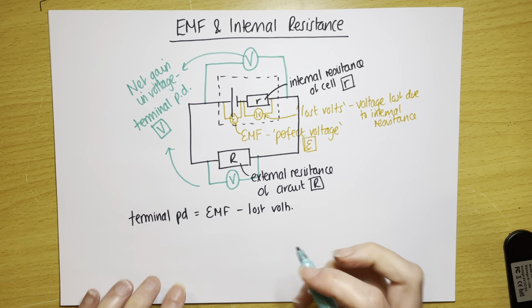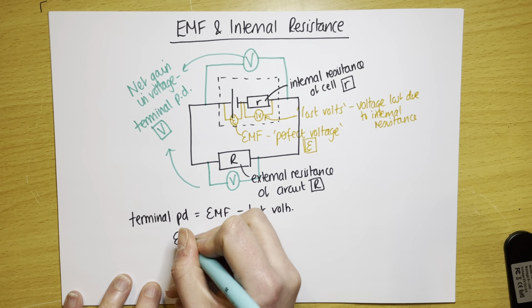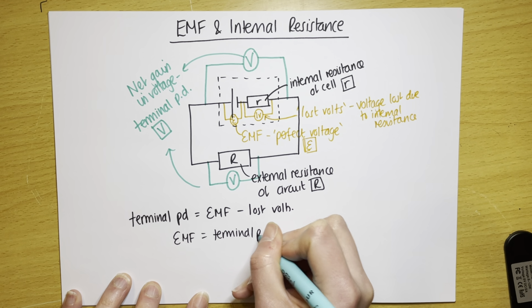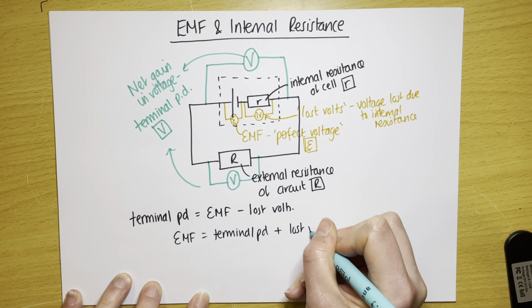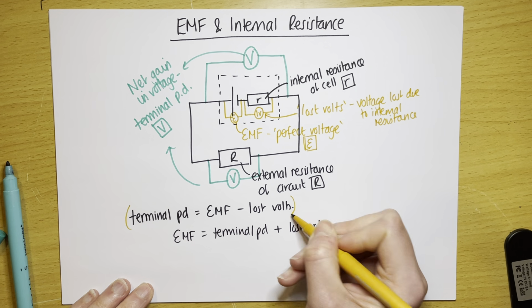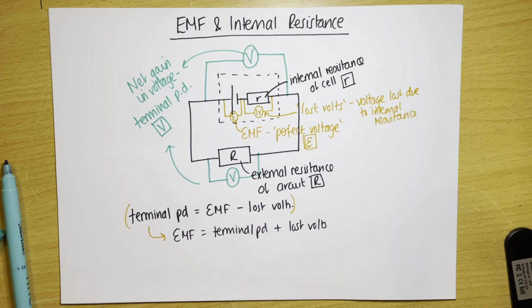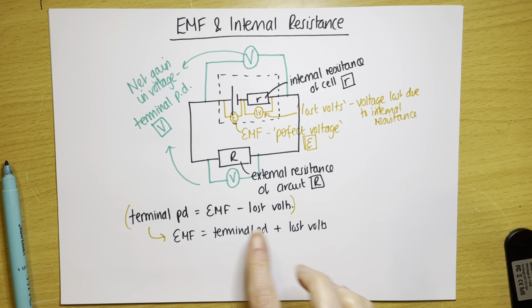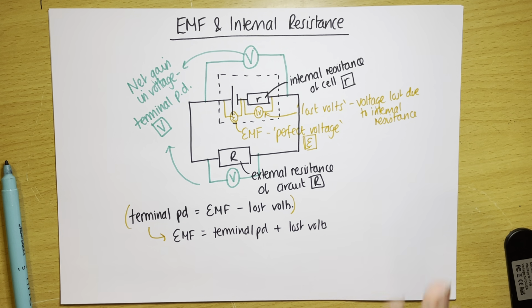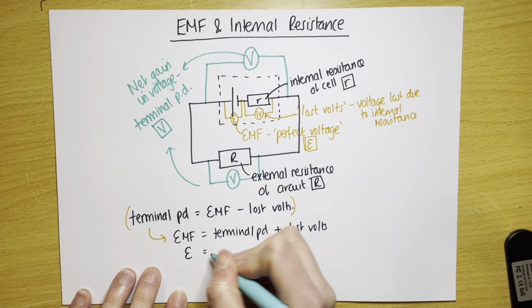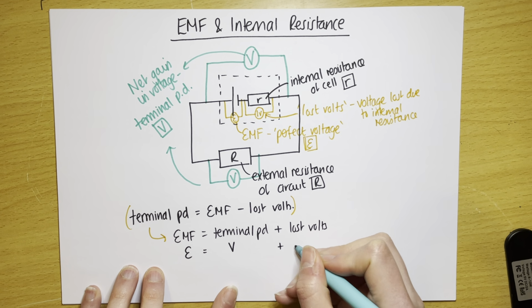Now we usually write this differently, in a different order. We write it as EMF equals terminal PD plus lost volts. This is not wrong, I don't want to cross it out, so I'm going to put in a little bracket because this is how we normally do it. All I've done is rearrange that equation. EMF equals terminal PD plus lost volts. Each of these terms are voltages, because if I'm adding terms together, they all have to have the same unit. Now I can write this out in many different ways. I can write EMF, E, equals terminal PD, V, plus lost volts.